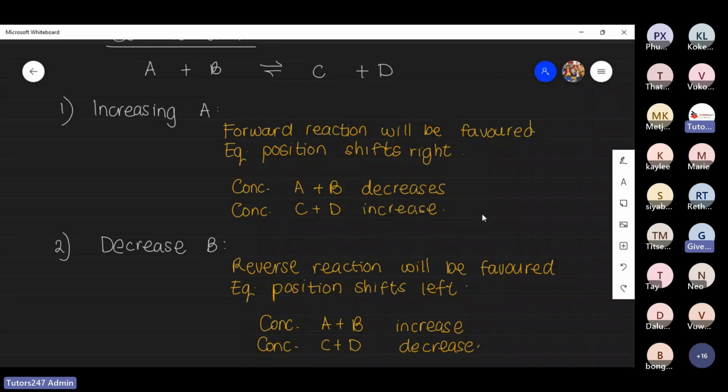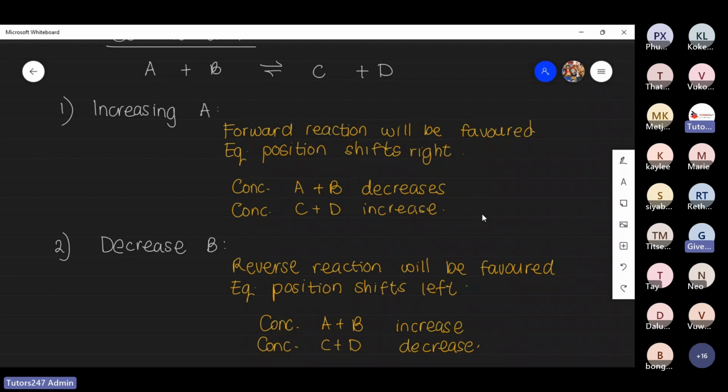If you have extra A, the reaction is going to get rid of it. How does it get rid of it? It uses it up. So it's going to favor the reaction that uses up A. So it's going to favor the forward reaction, because that is the reaction that uses up A and B to produce C and D. Because A was increased, you are getting rid of the extra by using it up. If you use up A, it means A is your reactants. That means the other one will be your products. So it goes from reactants to products, therefore going from left to right, therefore forward reaction.